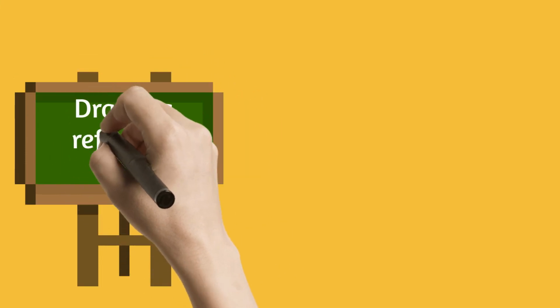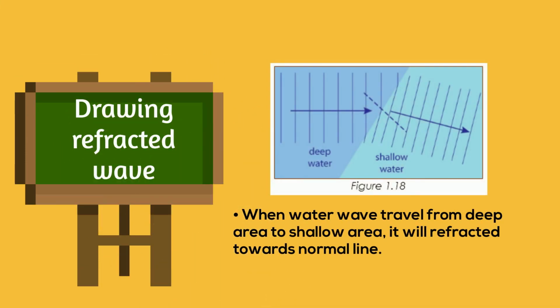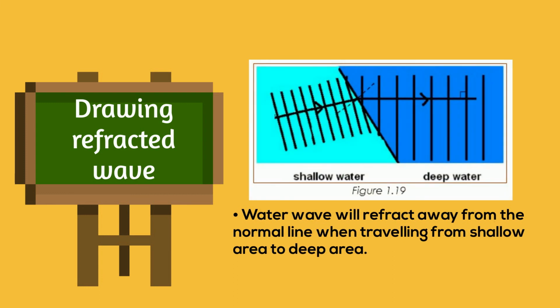Drawing refracted waves. When water waves travel from the deep area to a shallow area, they are refracted towards the normal line. Water waves refract away from the normal line when traveling from a shallow area to a deep area.